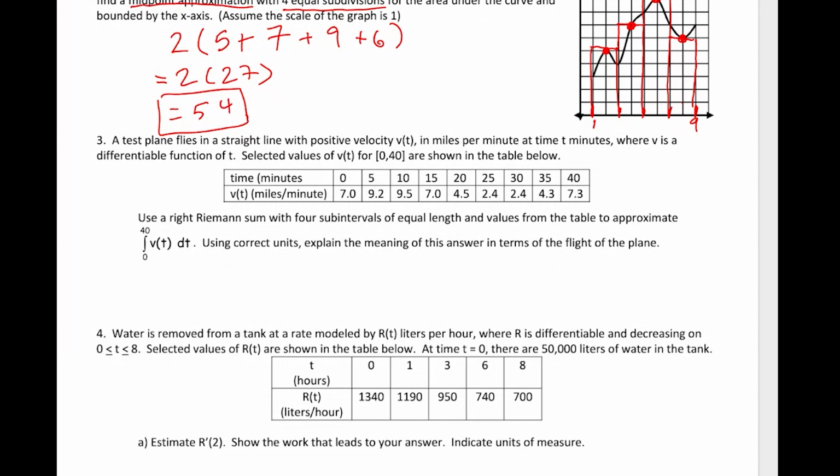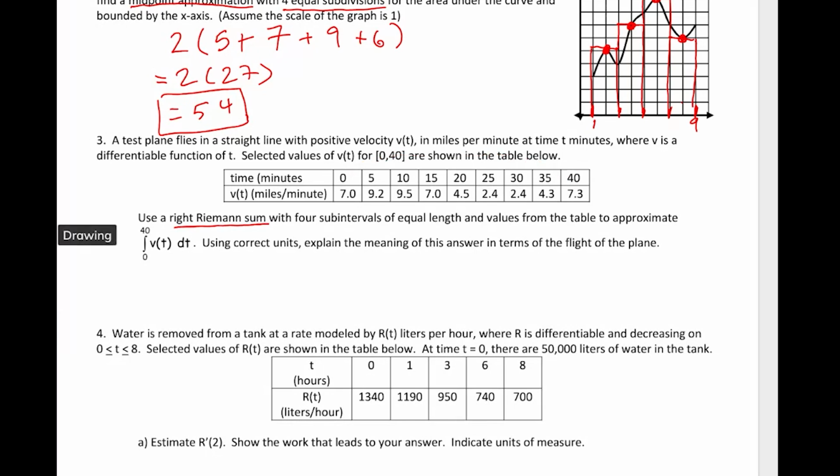Okay, so this question is asking us to find a right Riemann sum. So instead of picking the midpoint like we did in the previous problem, we're going to pick the value of the function that is on the right-hand side of each interval. So if we want 4 subintervals, we need to divide this into 4 equally spaced intervals. And since the time goes from 0 to 40, if we divide that by 4, we get 10. So each subinterval should be 10 minutes long.